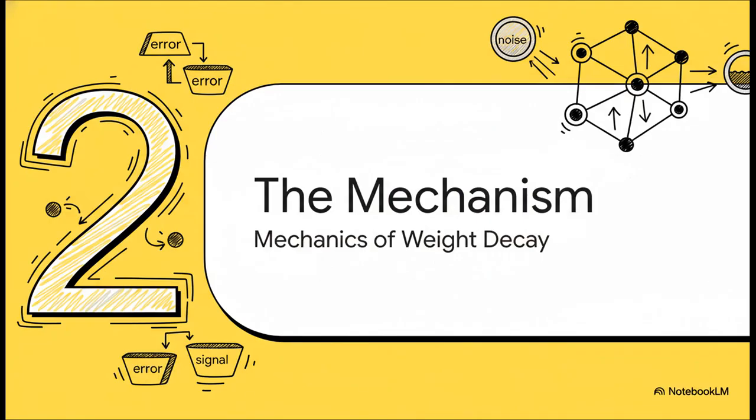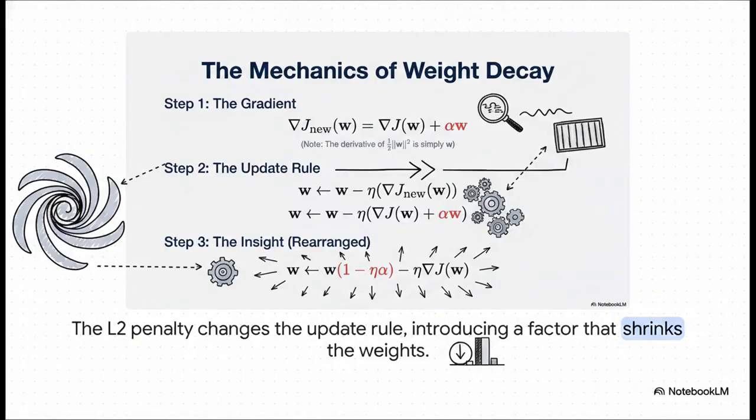Okay, so we've added a penalty. But what does that actually do when the model is training? Step by step, let's peel back the cover and look at the direct mechanical effect this has on how the model learns. Let's just follow the math for a second. It's pretty cool. In step 1, when we take the gradient of our new loss function, our penalty term just adds this simple new piece to the equation. No big deal. Then in step 2, we plug that into our normal update rule for gradient descent. But the real magic, the aha moment, happens in step 3 when we just rearrange the terms.